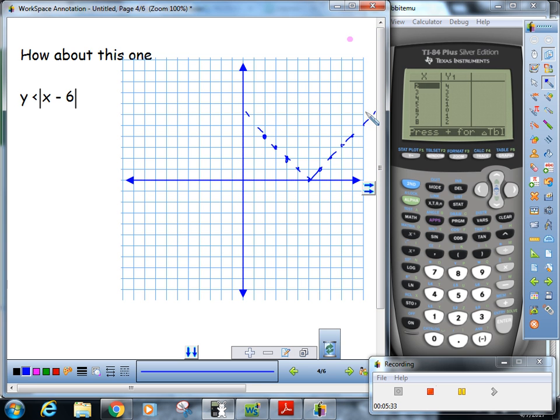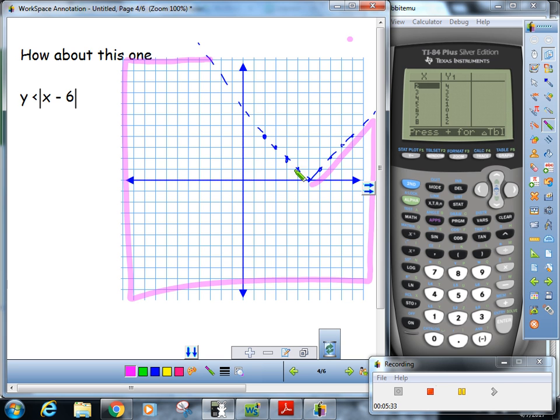Okay? And now, above or below? I feel like it should be below. Okay? But let me test the point. Is 0 less than 6? Yes, it is. So that is your answer. How many points are there that work? Infinite. Big infinite in that one.